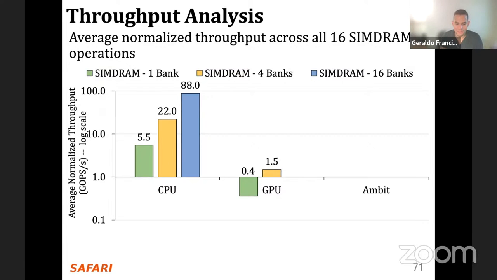However, with four SIMDRAM enabled banks, you can already outperform the GPU by 1.5 times. And with 16 banks, this goes to 5.8 times, sorry.